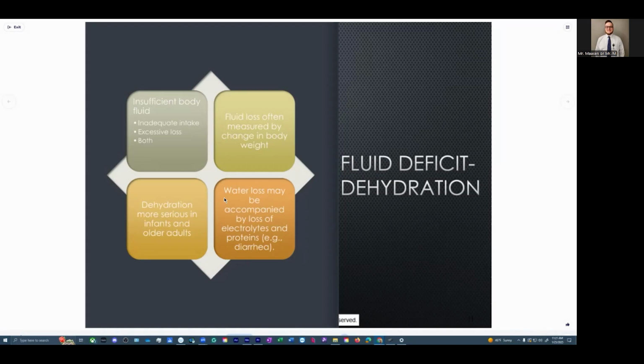You can almost lose a bunch of what people call water weight, and it's there. Dehydration, just as a note, is always going to be more serious in infants, especially the newborn time period, and older adults. It's more serious in infants because of their inability to self-regulate and their body learning what thirst is.